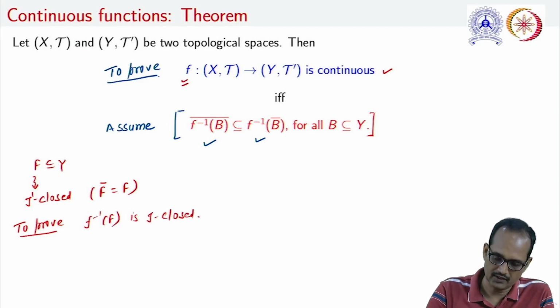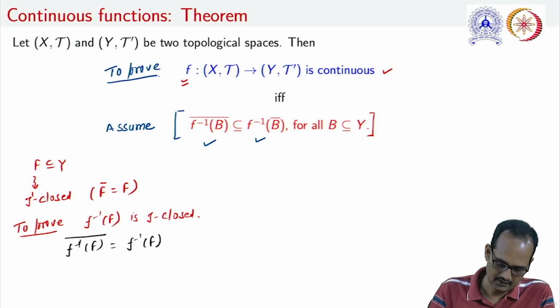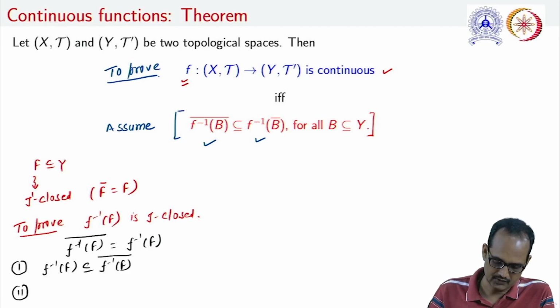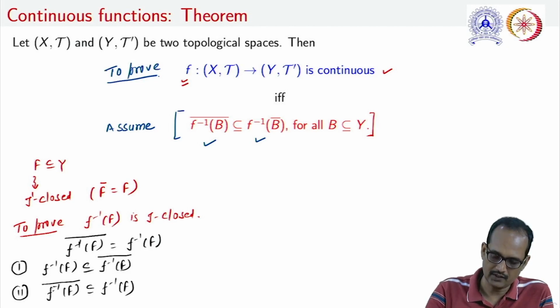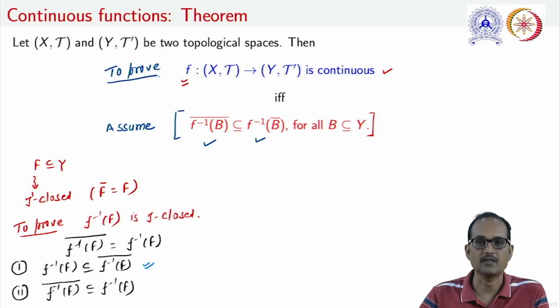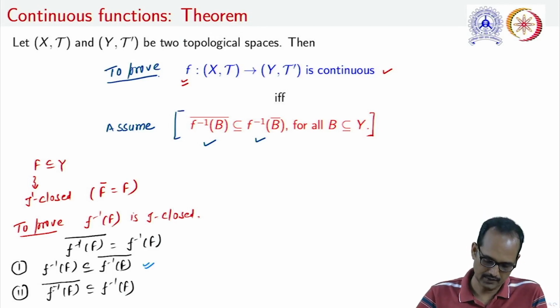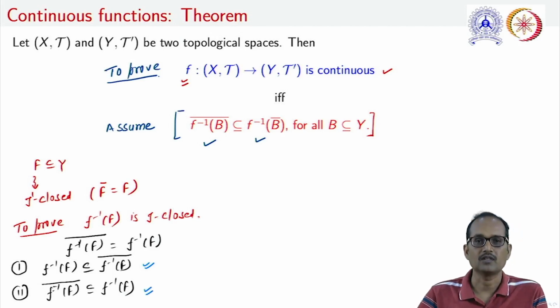In order to justify it, we have to prove that closure of f inverse(F) is equal to f inverse(F), or this is equivalent to two statements. The first one is that f inverse(F) is a subset of closure of f inverse(F), and the second is closure of f inverse(F) is a subset of f inverse(F). Note that the first follows from the definition of closure. So what exactly we have to justify? We have to justify only the second one.